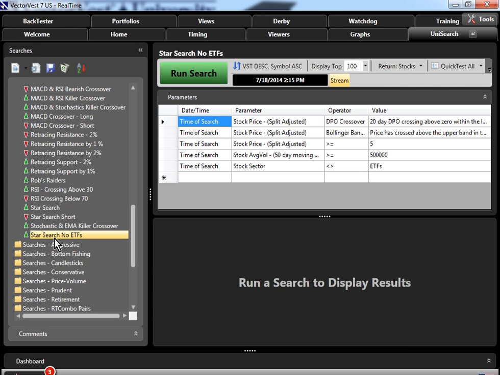Now in your program tonight, you'll just see Star Search. I am recording this at about 2:15 Eastern Time, so the data has not been updated yet. The search in your program has not been updated yet, but again, it will tonight, and it will be the Star Search stock selection search with this one parameter added. It says stock sector not equal to ETFs. And that's the only parameter that I included.